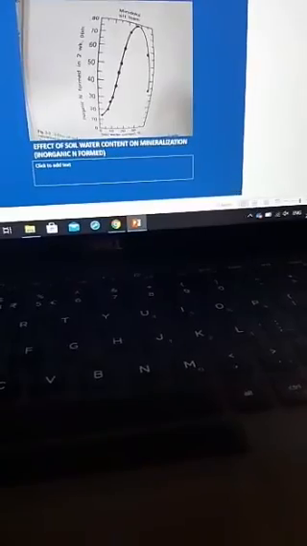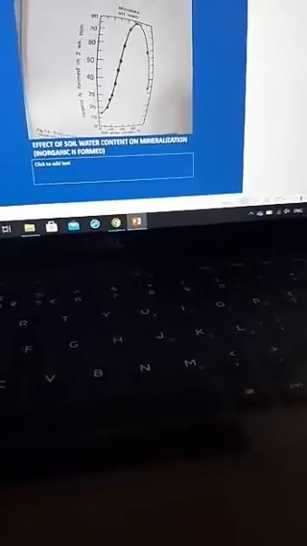This is just a graph showing you what mineralization is. You can see on the y-axis you've got inorganic nitrogen formed. On the x-axis, the soil water content. This slide is just showing you the effect of water content on the process of mineralization. You can see as the water content increases, the process of mineralization increases up to a certain level of the water content, and as you keep on increasing the water content, then mineralization drops.